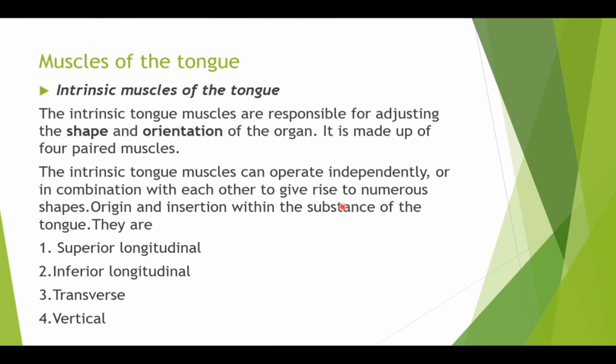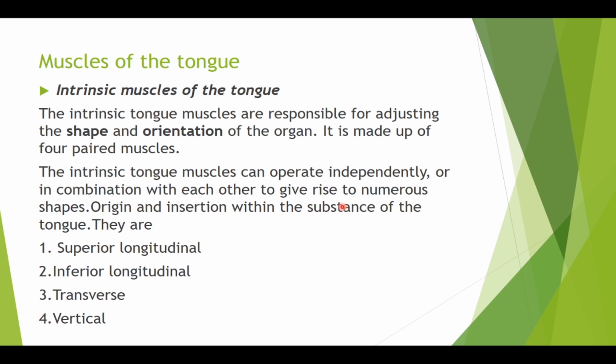Now, extrinsic muscles we have covered. Coming to the intrinsic muscles of the tongue. These muscles are responsible for the shape and orientation of the tongue. They are four paired muscles and they can operate independently or in combination with each other so as to give rise to various shapes of the tongue. Now, the origin and insertion are within the substance of the tongue only.